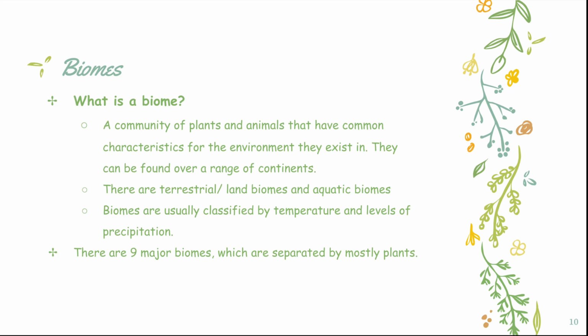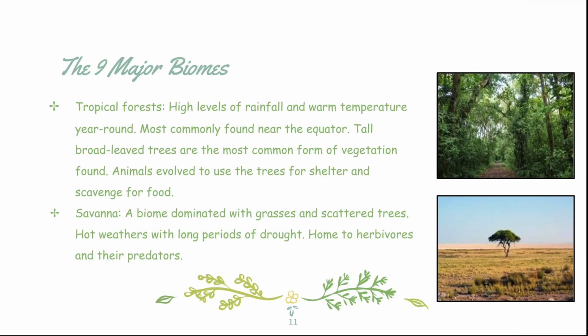There are both land and aquatic biomes. We're going to focus mainly on the land biomes. And land and aquatic biomes are connected through the water cycle. So biomes are usually classified by the temperature and the levels of precipitation. There are 9 major land biomes, which are separated mostly by plants. So now, diving a little bit deeper into the 9 major biomes.